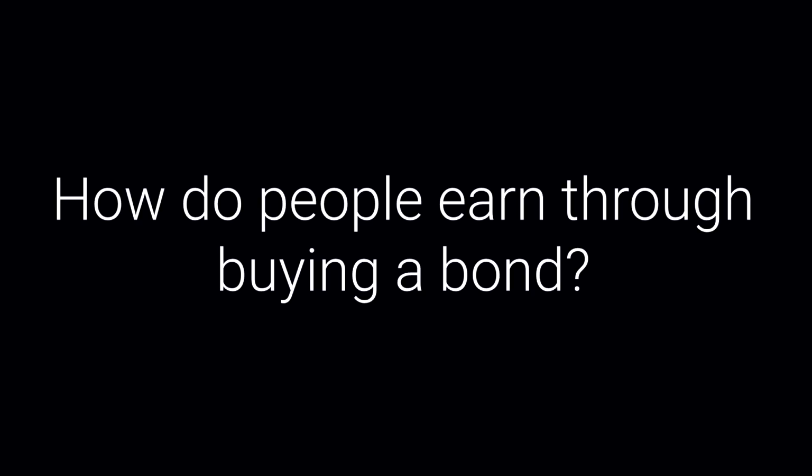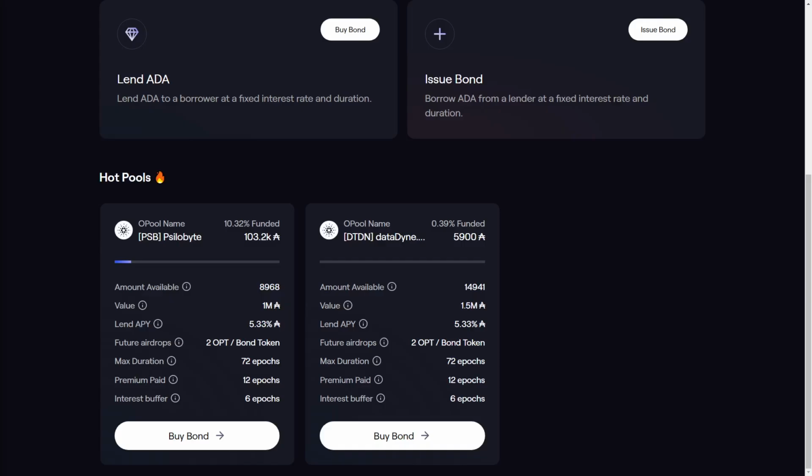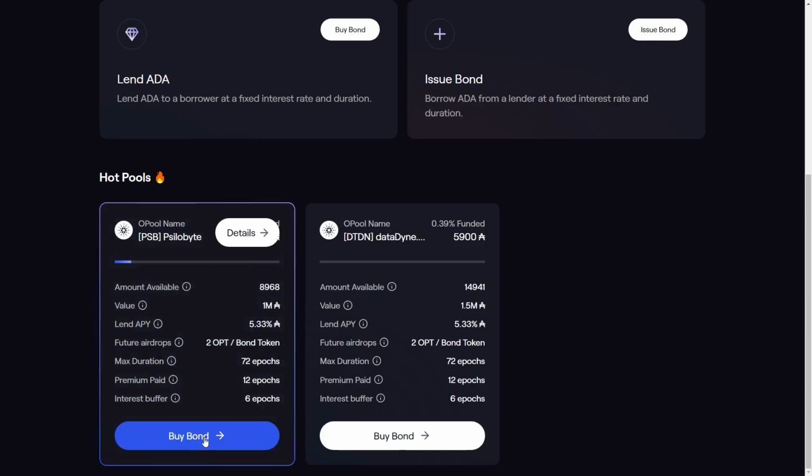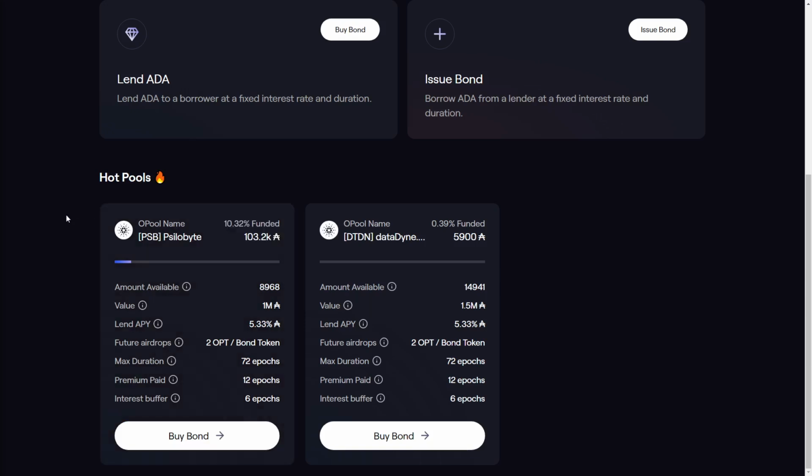Now, how do people earn through buying a bond? People earn a return on their ADA through buying a bond, from which the yield comes from the interest paid by the borrower. When you click buy bond on this, you're essentially lending your ADA out, and the person responsible for paying you your interest is the person you're lending the ADA to. One thing to note is that premature closing of bonds happens due to not meeting predictable and preset payments and is not subject to price action of any asset, so liquidations will not be commonplace.